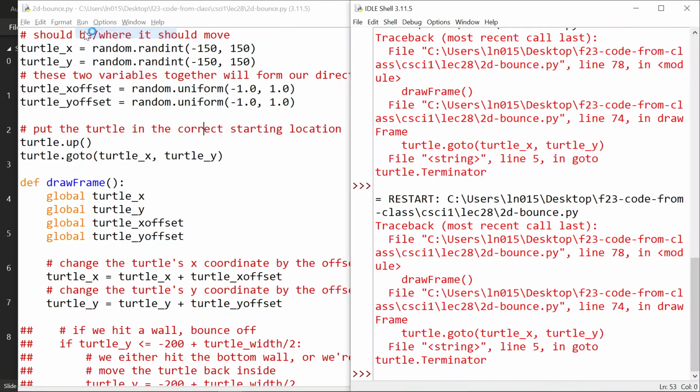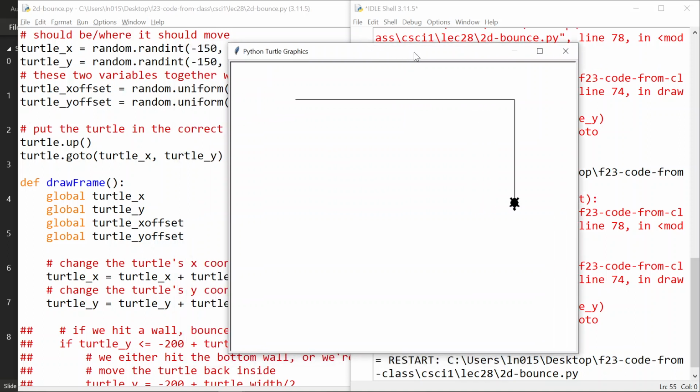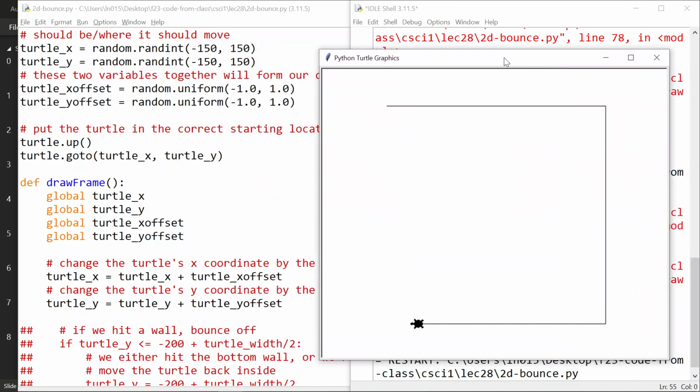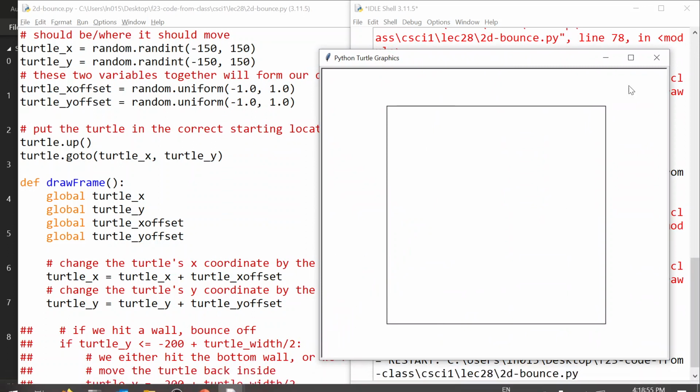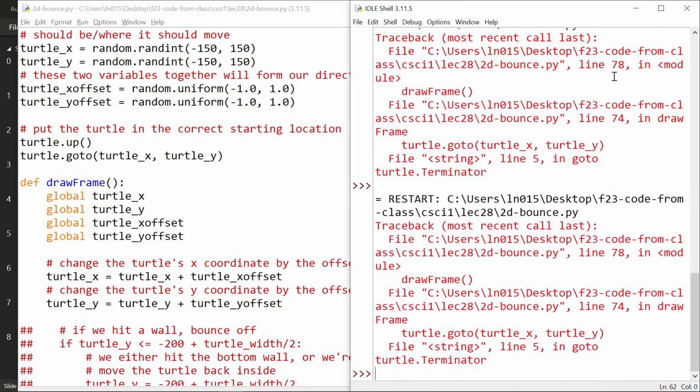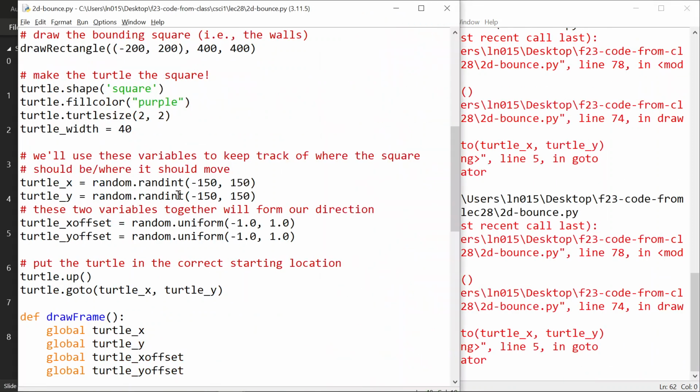Let's see what else. Let me try it one more time. So remember how slow it just moved, by the way. There it goes. Now it's moving to the left and down. So a negative x offset and a negative y offset. And now it's off the screen. So are there any questions about that before I do some fancy stuff to the offsets?